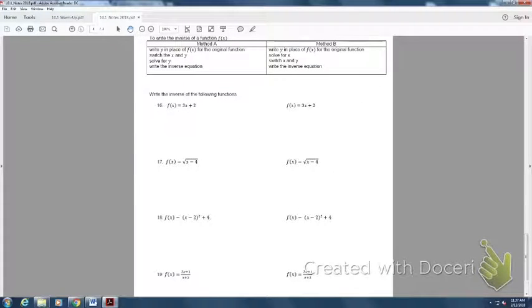Now there's two methods. I'm really only going to do method A. I'm going to do method B for the first one, but then we're just going to do these three for method A and then we'll be done. Starting on 16 there, first thing I need to remember is f of x is just a fancy way of writing y. So make sure that you're using y instead of f of x. It just makes it all look better. After that, I'm going to switch x and y.